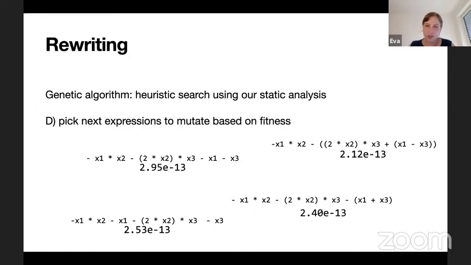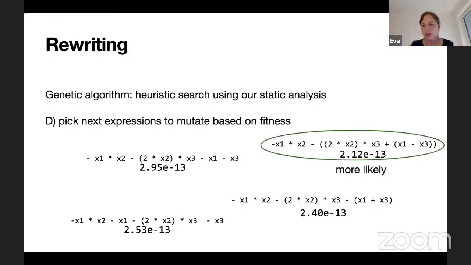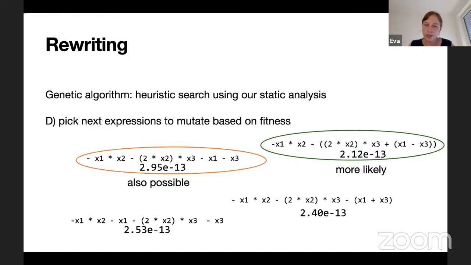And the trick in the search is that in each iteration of our algorithm, we will pick the next expressions that we want to mutate based on their fitness. So this means that the expressions that already have a smaller error are going to be more likely to be mutated again and hopefully have an even smaller error. But it also allows, with a certain probability, that even the expressions that were actually pretty bad can still go on and get mutated. And this helps us avoid local optima in our search.